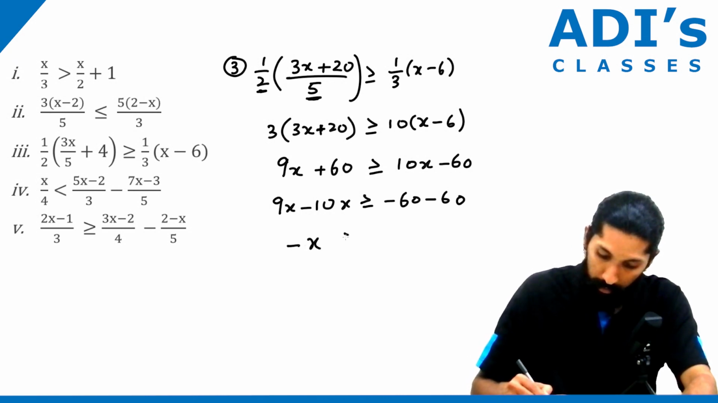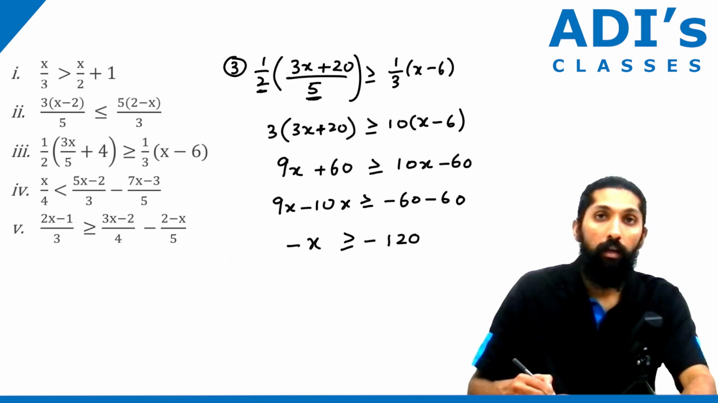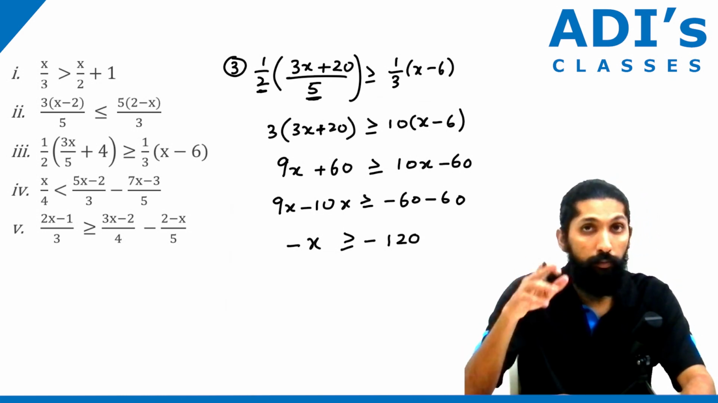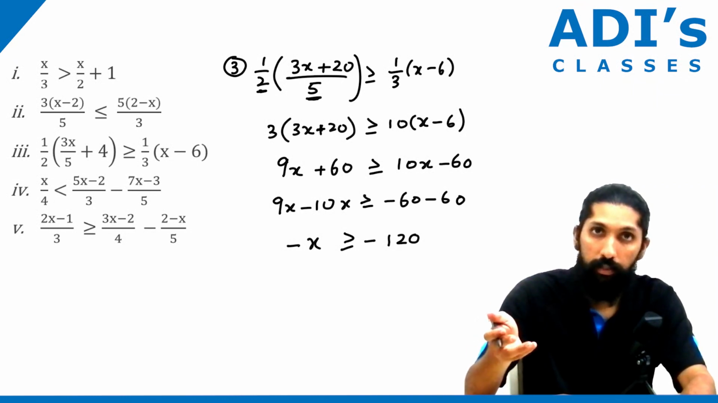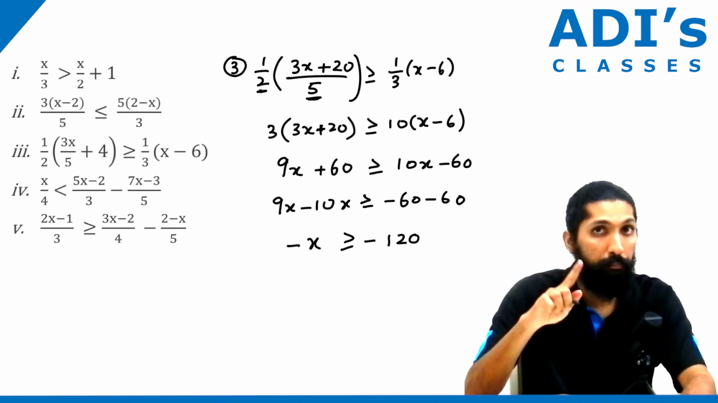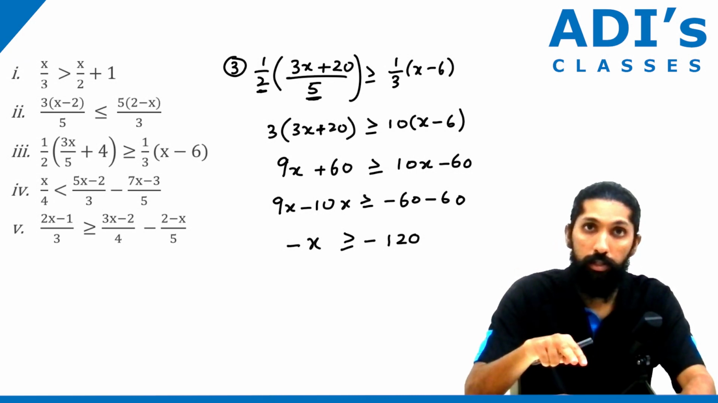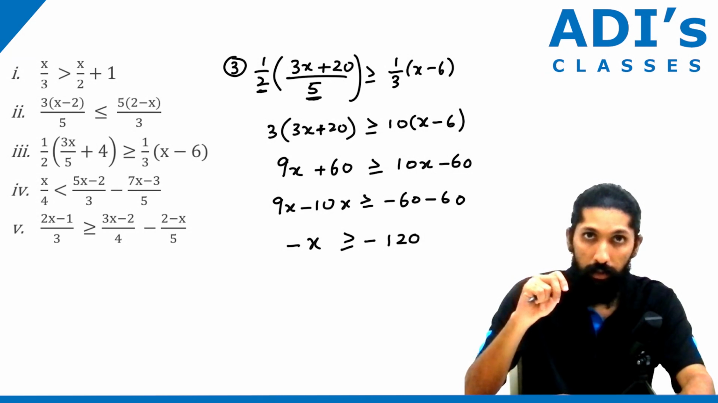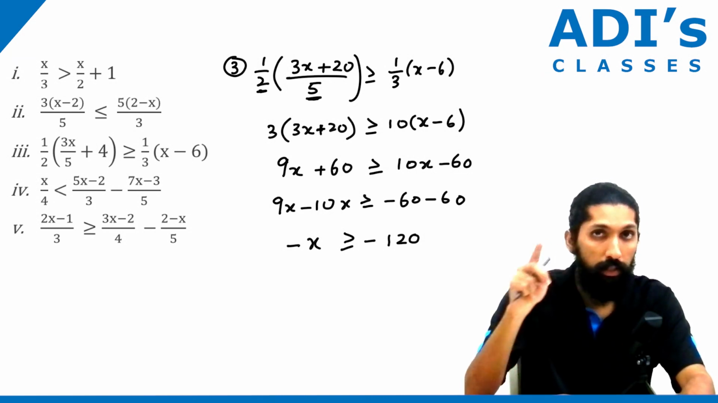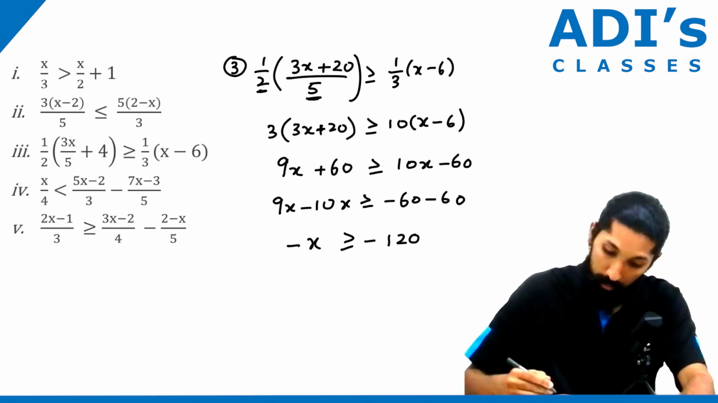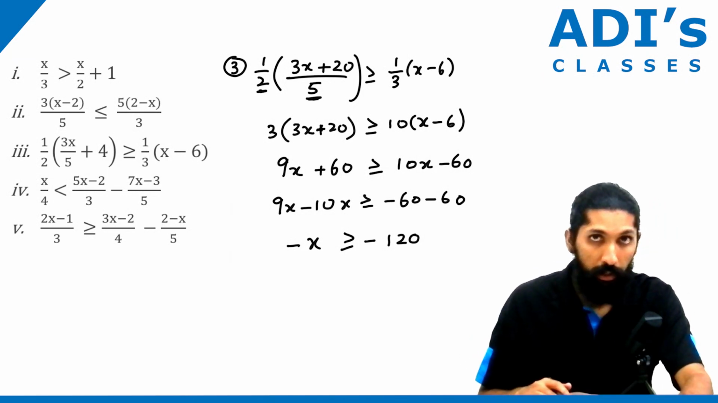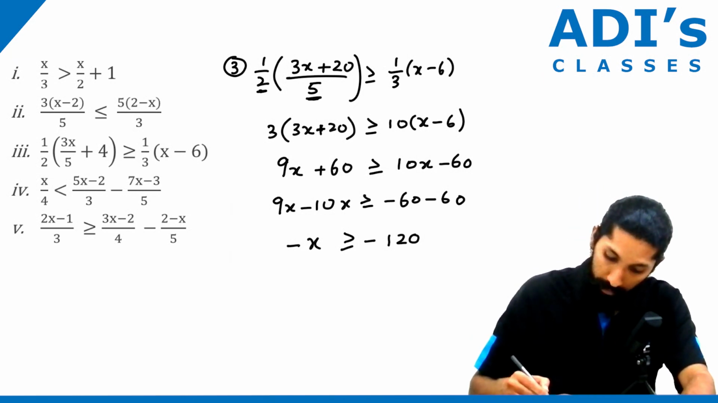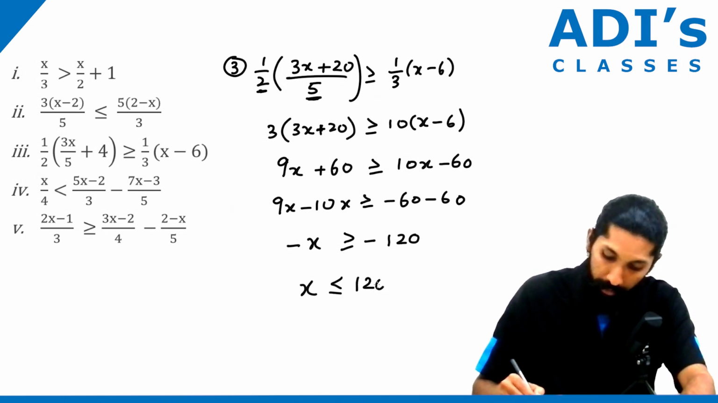Minus x greater than or equal to minus 120. Now, to remove the negative sign, what do we do? We multiply the minus sign on both sides, correct? Now, when you multiply, what happens to the inequality? The inequality will reverse. So the greater than or equal to sign is going to change and it becomes less than or equal to, correct? So the final answer after multiplying by minus 1 will be x less than or equal to 120.